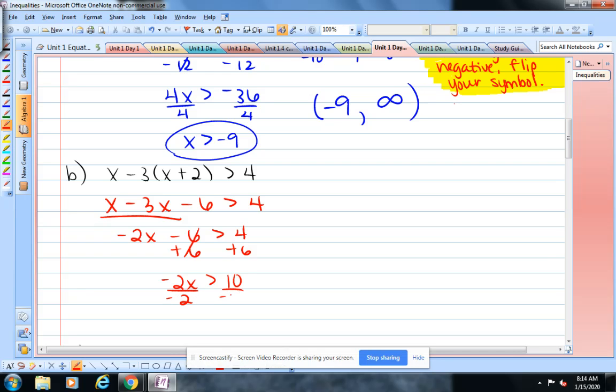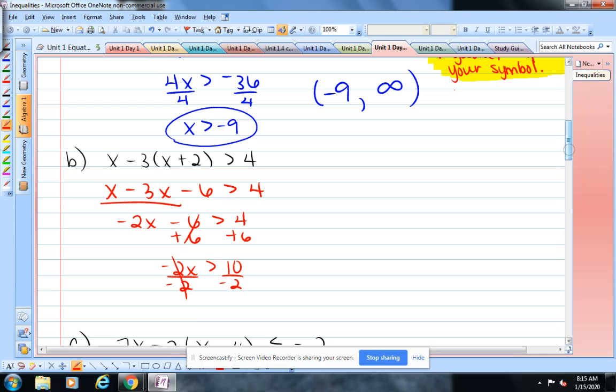Divide both sides by negative 2. And since I'm dividing both sides by negative, what do I have to do? Flip my symbol. So it's going to change to x is less than negative 5. Y'all with me? Always flip your symbol if you divide both sides by negative or multiply both sides by negative.